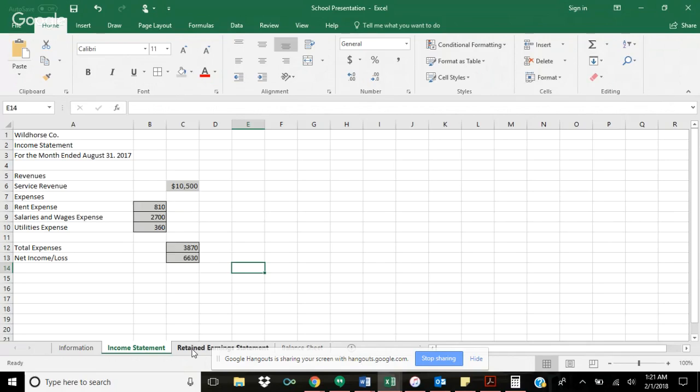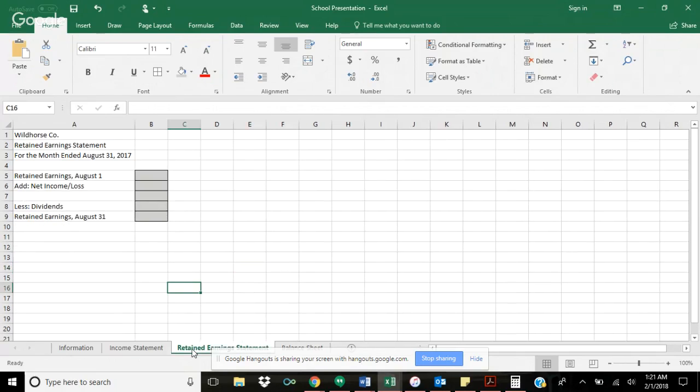The retained earnings statement is important in this as well, as it is the second piece that we'll be filling out. It is a financial statement that summarizes the amounts and causes of change in retained earnings for a specific period of time. And for this specific period of time, we are looking at the month of August, which is important information as we move forward.